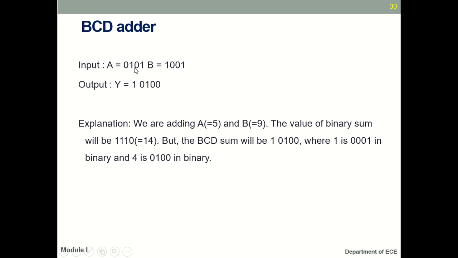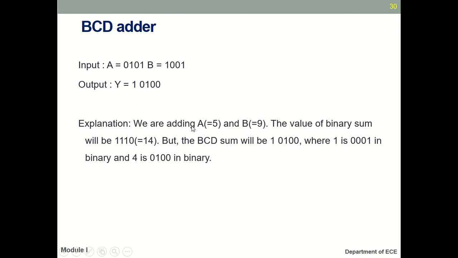But when you add these numbers in a regular adder, A equal to 0101 and B equal to 1001, we will get 14. The binary of 14 is 1110. But the BCD output is 10100. This 0100 stands for 4, and this 1, you prepend triple zeros, this 0001 is called 1. So 14 will be your answer.